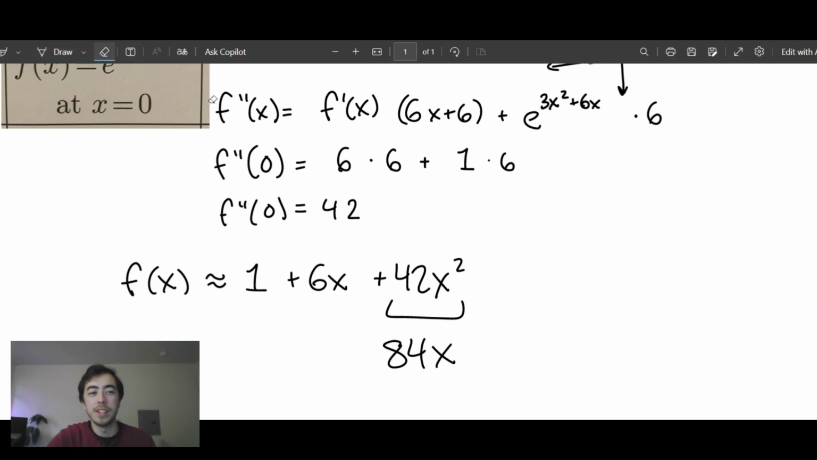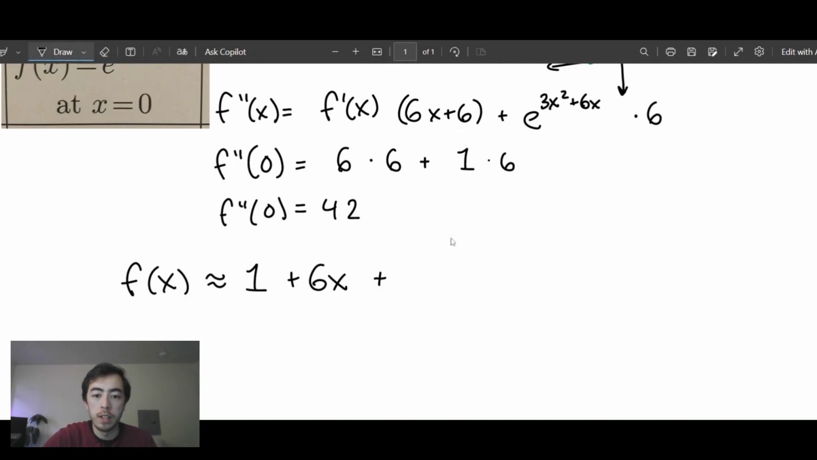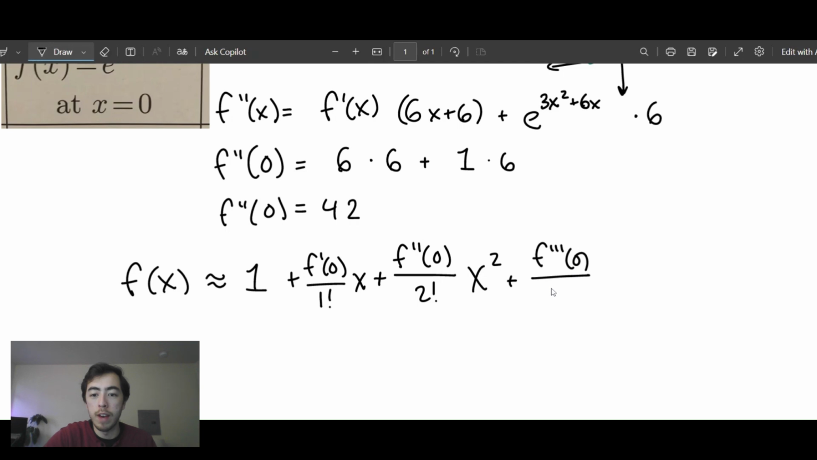And essentially, you need to compensate for the fact that this 2 would come down if we took its derivative. So when you're doing these Taylor polynomials, there's a formula for it. Once we find the value of the second derivative, we're going to divide it by 2 factorial and then multiply it by x squared. So actually, secretly over here, it was going to be f prime of 0 over 1 factorial times x. And then continuing this pattern, we could do the third derivative at 0 over 3 factorial times x cubed.